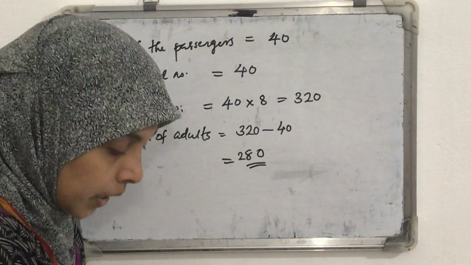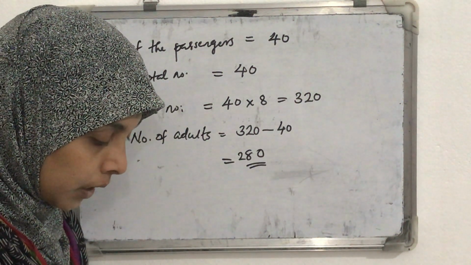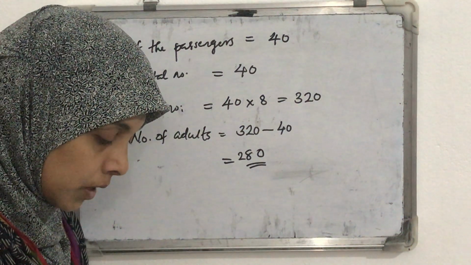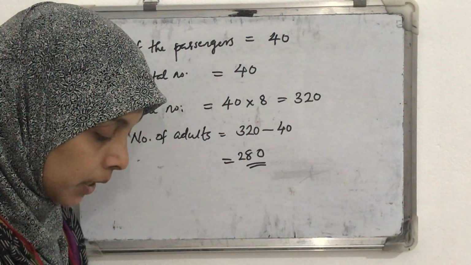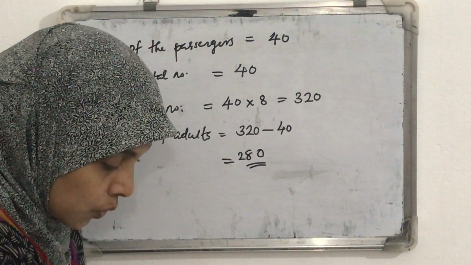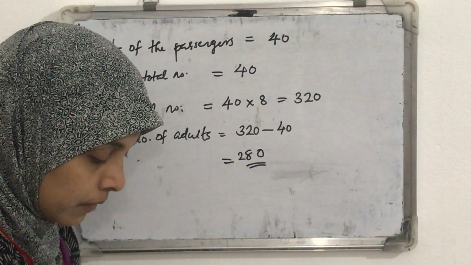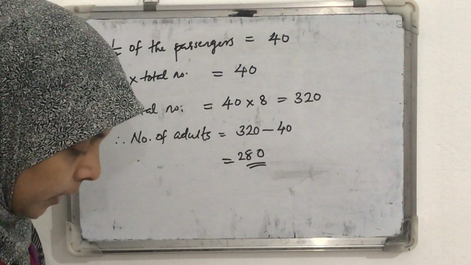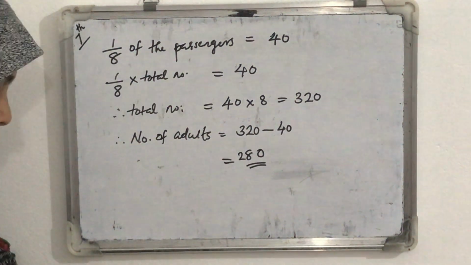10th question. In a flower bouquet, 13/30 of the flowers are roses, 2/5 of the flowers were orchids and the remaining were gladioli. If the number of gladioli were 7, how many flowers were there in the bouquet? That is the question. Okay.